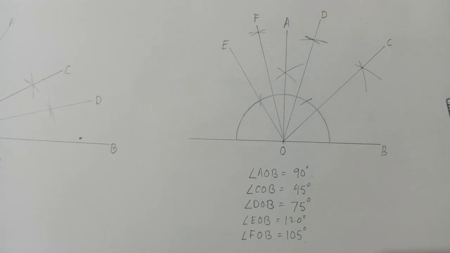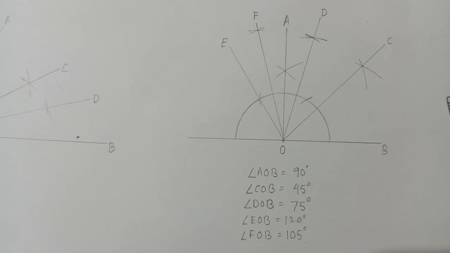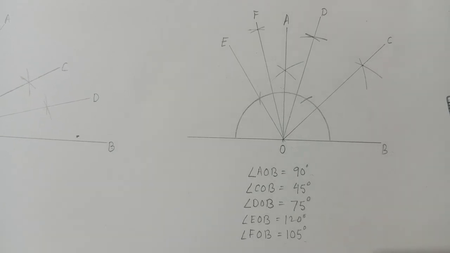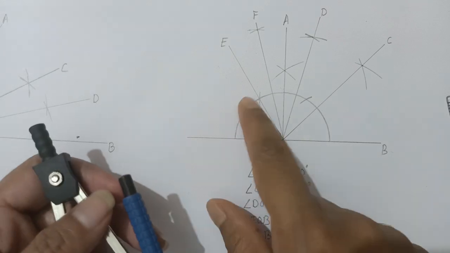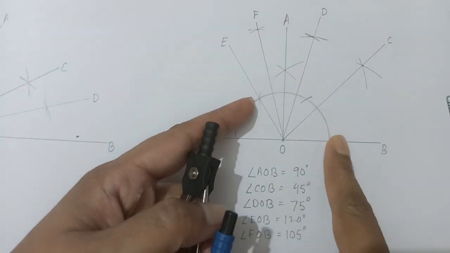Okay. Now which angle is left? 135 is left. For making 135, we have to first make, first tell me how much is 180 minus 135. It's 45 only. So first we have to make an angle which is 45 in this side. If we make a 45 angle on this side, then the remaining side will be 135. Okay.